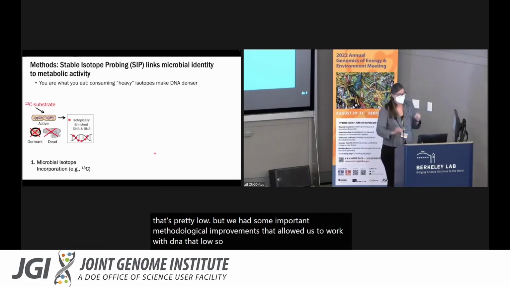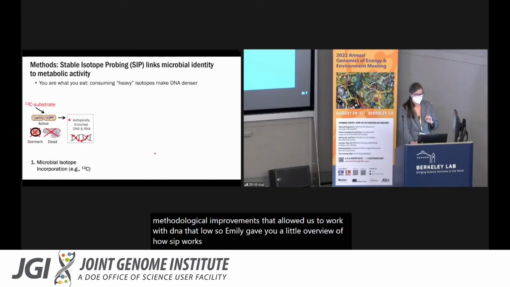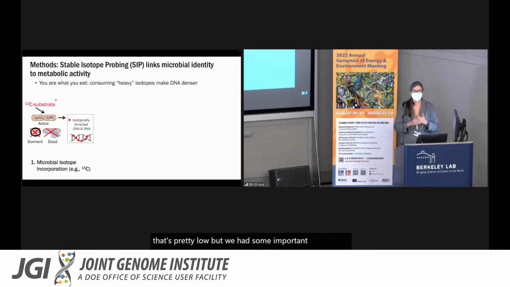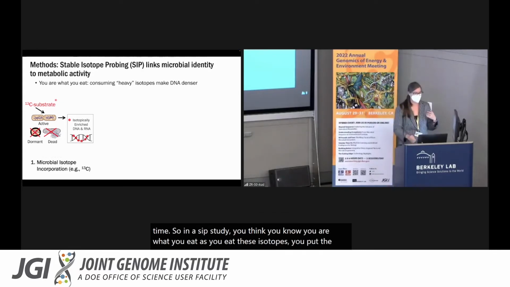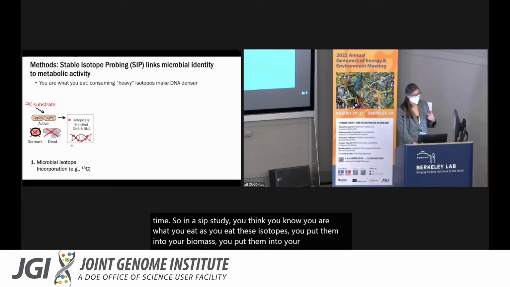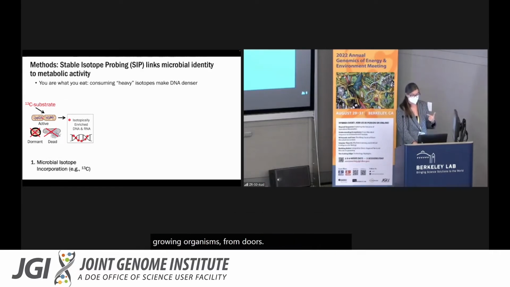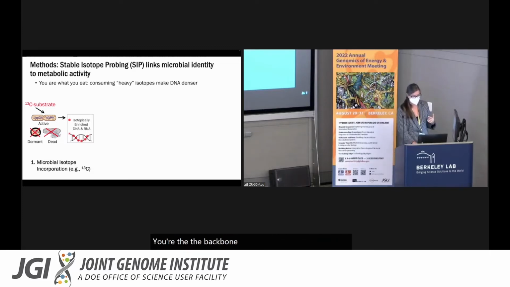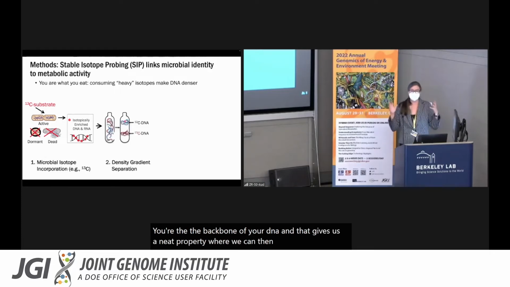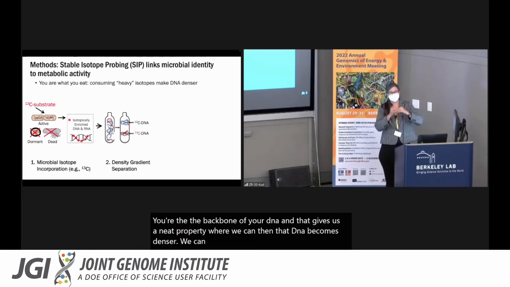So Emily gave you a little overview of how SIP works. I'll just quickly run through it one more time. So in a SIP study, you are what you eat. As you eat these isotopes, you put them into your biomass, you put them into your DNA, and that allows you to distinguish actively growing organisms from dormant or dead organisms. And so that enriched DNA literally becomes enmeshed in the backbone of your DNA. And that gives us a neat property where that DNA becomes denser. We can put it in a density gradient, we can separate it out.